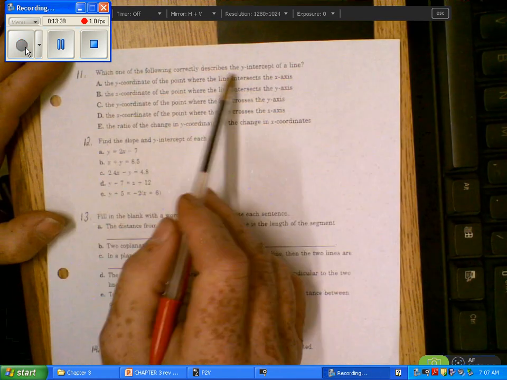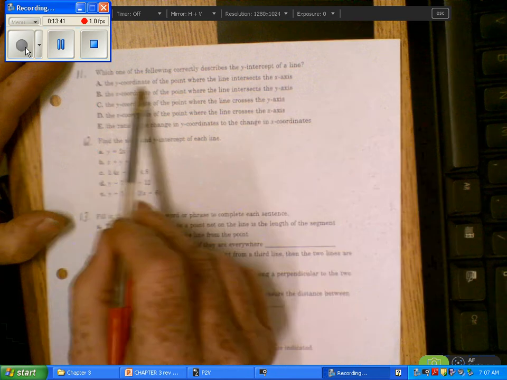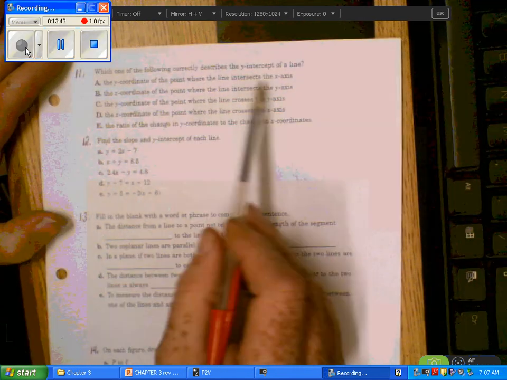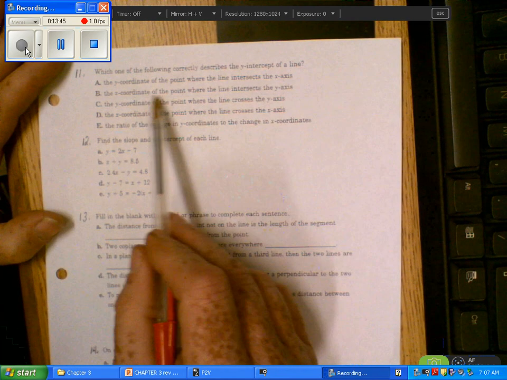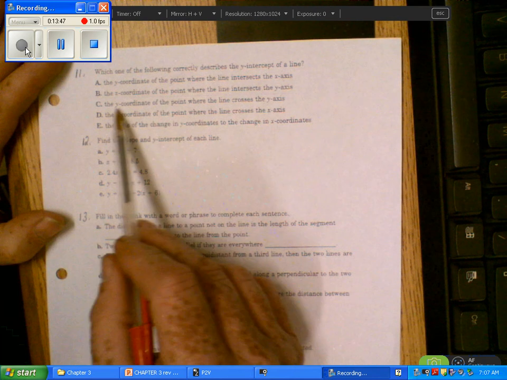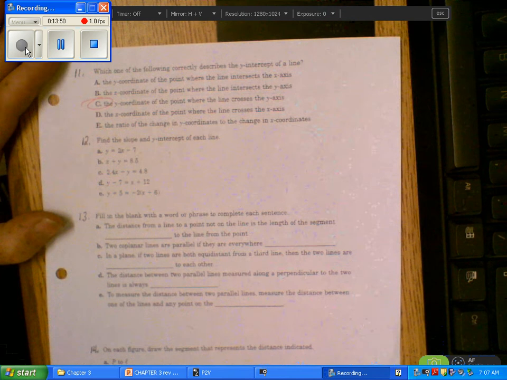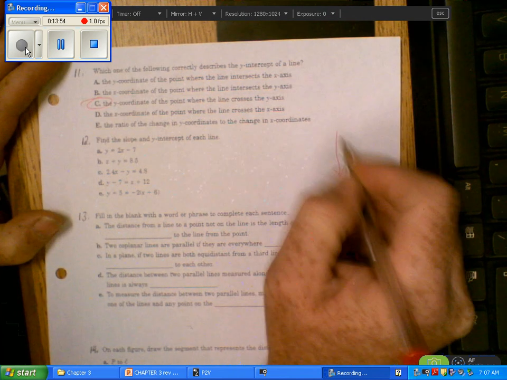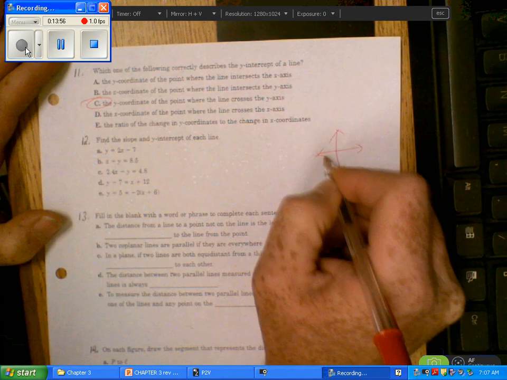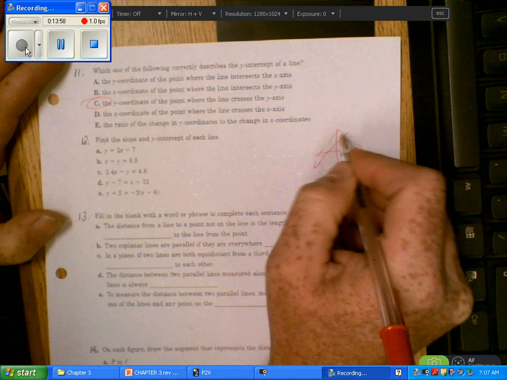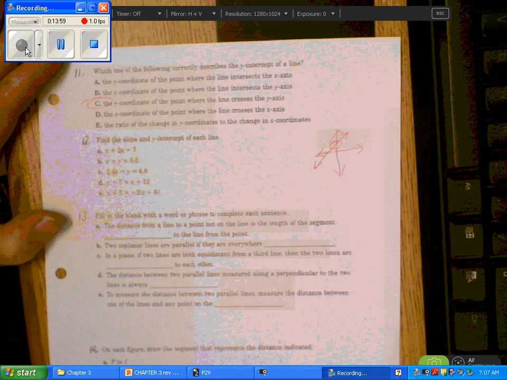Which one of the following correctly describes the y-intercept of a line? Y-coordinate of the point where it intersects the x-axis? No. The x-coordinate? No. No. The y-coordinate of the point where it crosses the y-axis? Let's see. Wherever the line crosses the y-axis, that point right there.